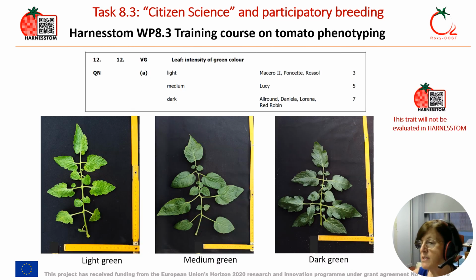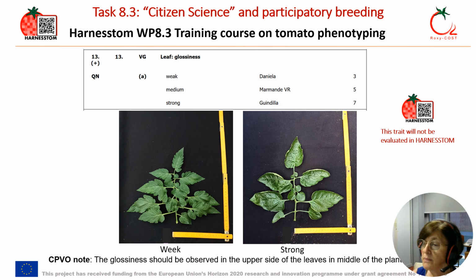Environmental factors such as light intensity influence greatly the color of the leaves. There are options to measure this variation: light, medium, and dark. The color of the leaves influences the photosynthetic efficiency. Normally, the color is darker when plants are grown in the open air or in areas with high solar irradiation. The glossiness can be weak or strong and should be observed on the upper side of the leaves in the middle of the plant.